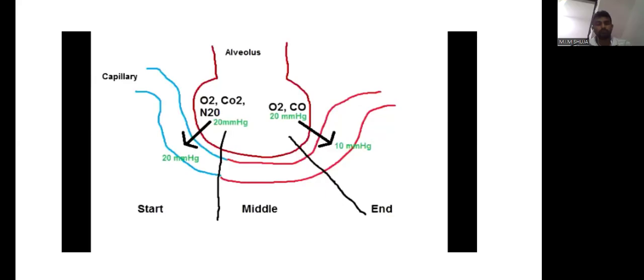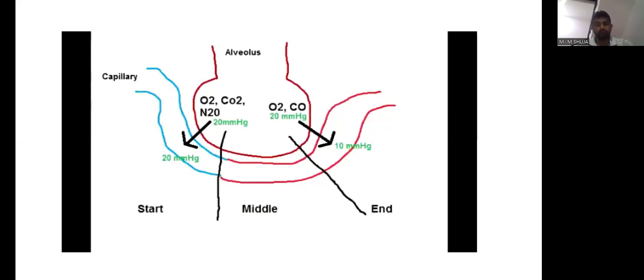Now, the second thing we're going to talk about is diffusion limited. Diffusion limited is an abnormal condition that occurs with conditions such as emphysema and fibrosis. Think about a capillary with fibrosis. Because the wall of the capillary is thickened, it's not going to be easy for the oxygen to simply diffuse through. Therefore, the equilibrium does not occur.